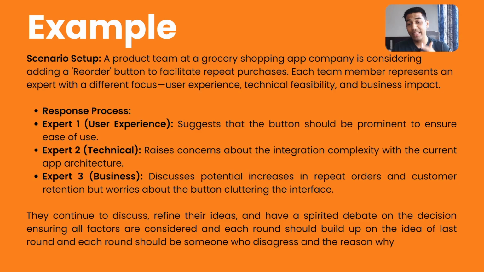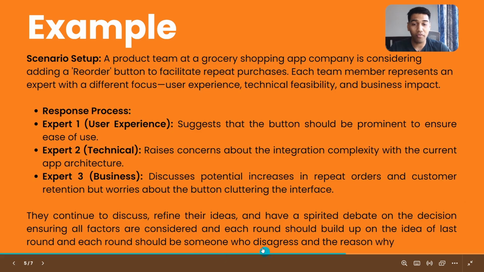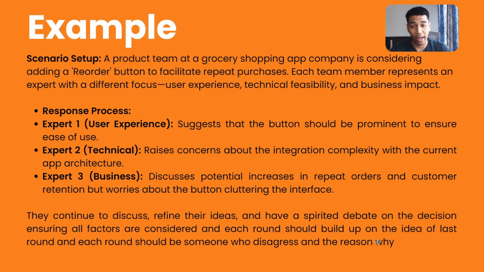And now here in this one, I don't have a final conclusion, right? But what I want is actually the points from each one of them to come up and tell you why this should or should not be implemented. That's why I've written, again, they have to have a spirited discussion on the debate, ensuring all factors are considered, and each round should build upon the idea of the last round, and each round should have someone who disagrees and reasons why, right? So every time they're having a discussion, someone should disagree that we should not implement this, or we should implement this if the other two are agreeing to not implement this, right?